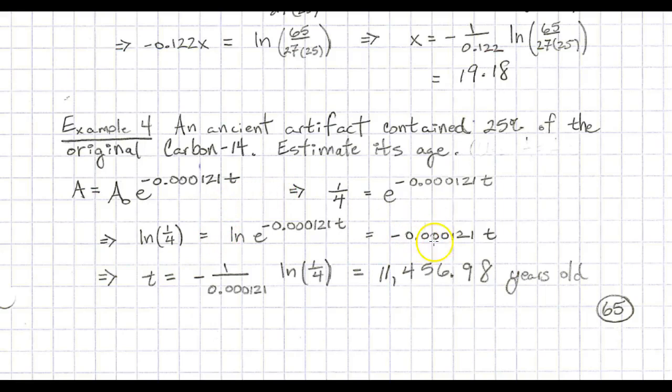And then that's that exponent times technically the natural log of e, but again, the natural log of e is 1, so we don't write it. Divide both sides by this minus 0.000121. So t is this value. Again, that looks like it's a negative value. We know time is not negative, but it's not negative because the natural log of 1/4 is a negative number. Anything between 0 and 1, the natural log of that is negative. So plug that into your calculator and you see that that's 11,456.98 years old.